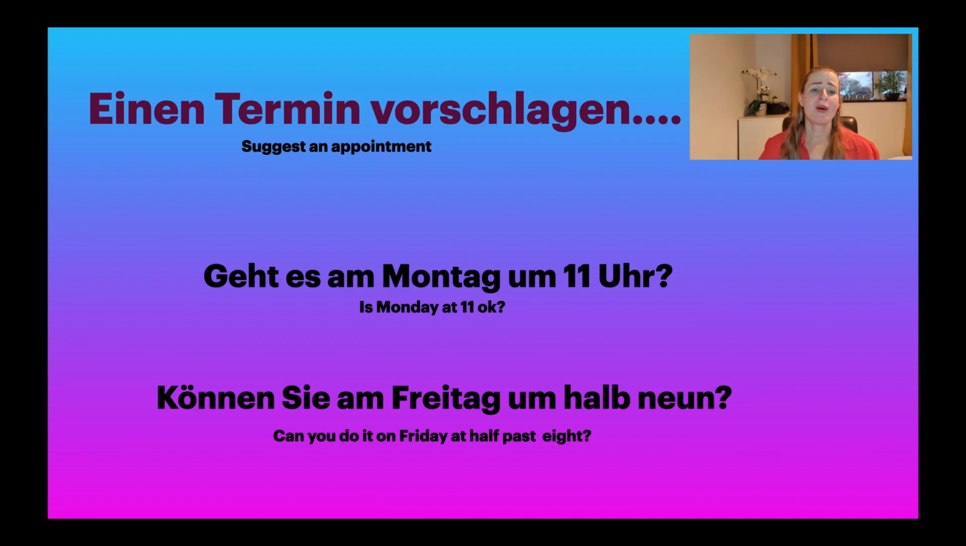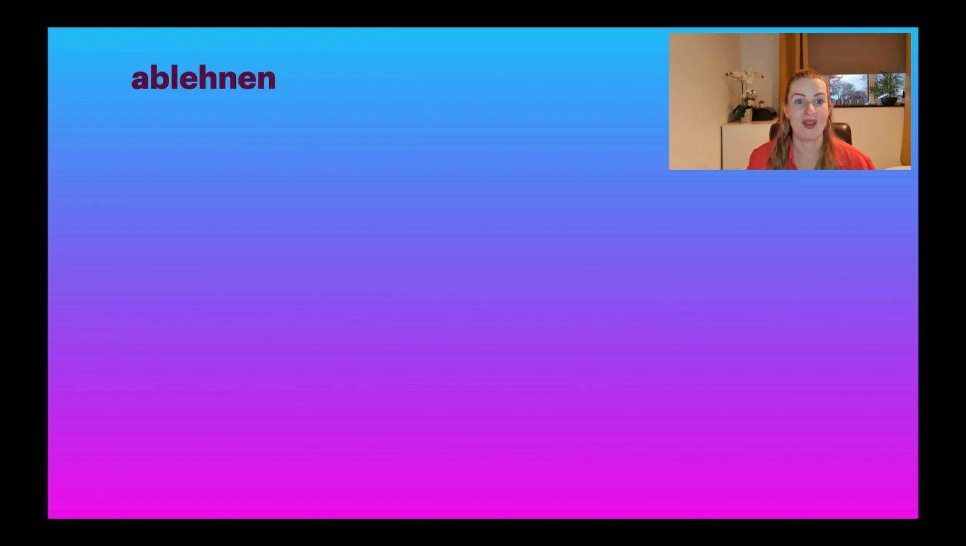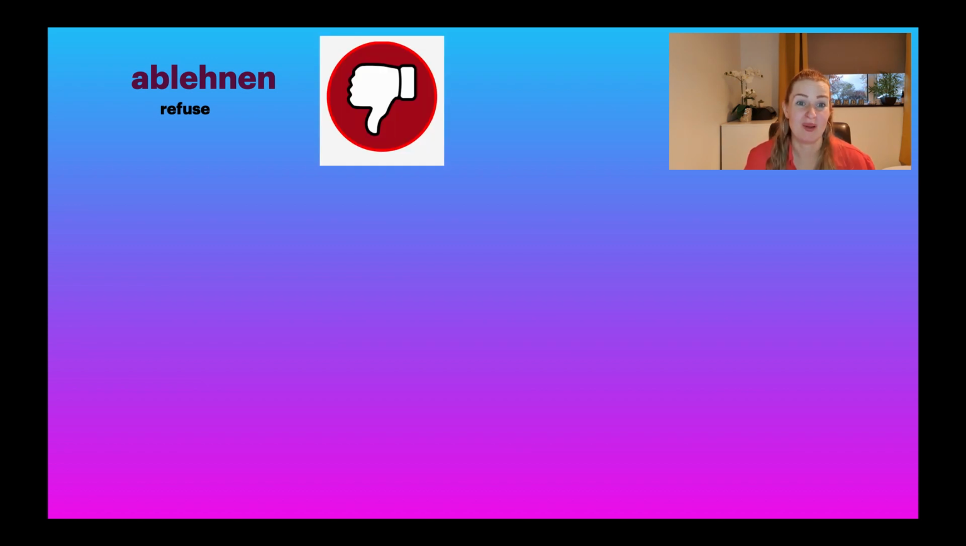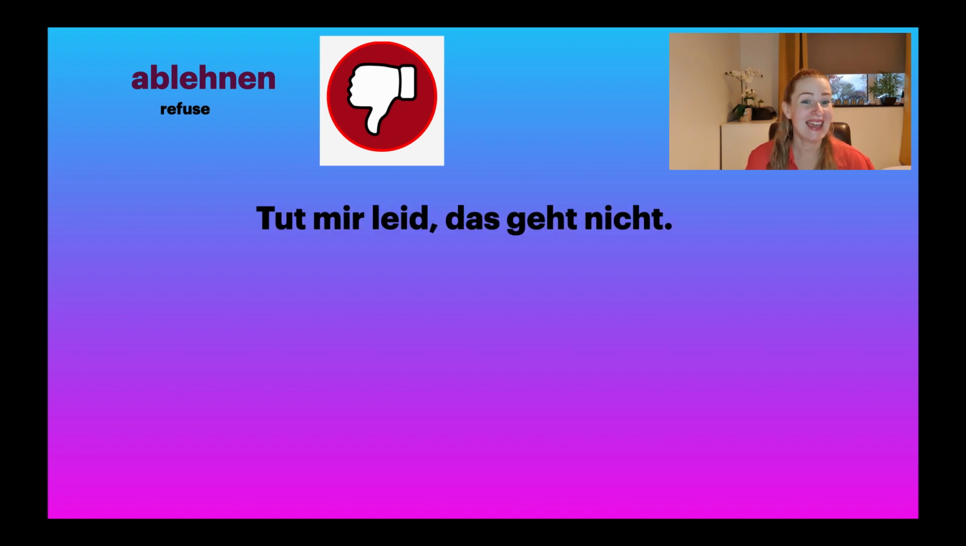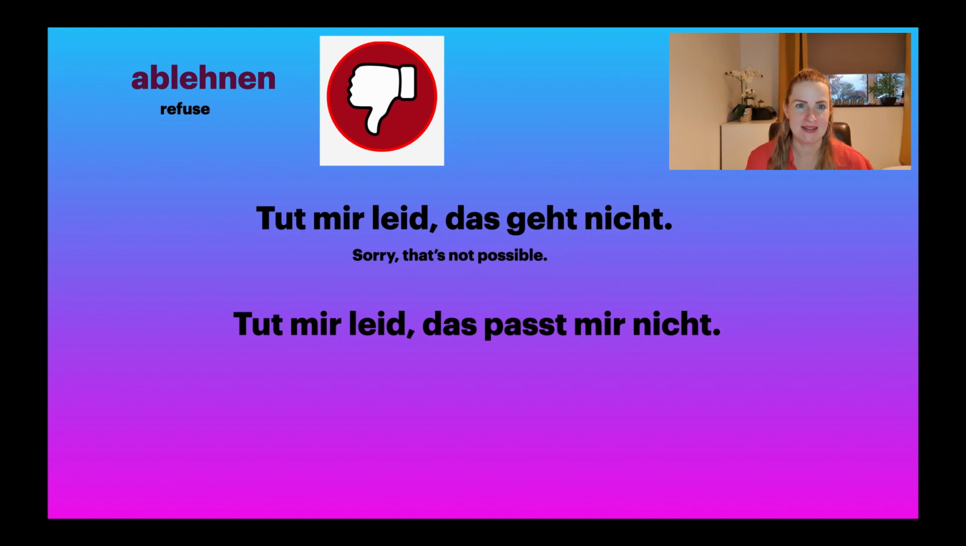Sometimes the appointments are not really convenient for us or we can't make them, so we need to refuse them. Ablehnen. How do we do that? We could say, tut mir leid, das geht nicht. Sorry, that's not possible. Another way could be, tut mir leid, das passt mir nicht. Sorry, that's not convenient for me.